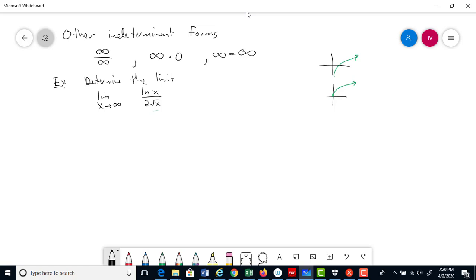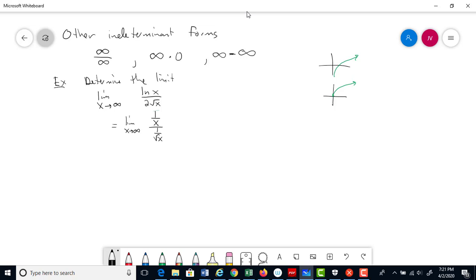So this is equal to the limit as x goes to infinity of, well, the derivative of the top is going to be 1 over x. And the derivative of the bottom is, well, remember, you just cover up that 2. The derivative of the square root of x is 1/2 x to the minus 1/2, but when you bring that 1/2 out, it's going to cancel with that 2. So this is just going to be 1 over root x.